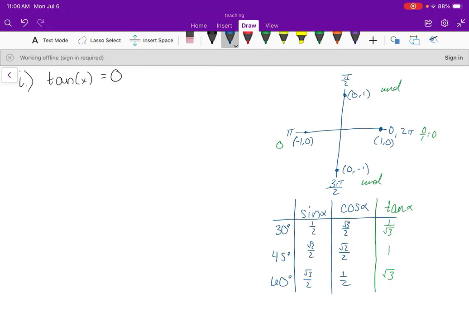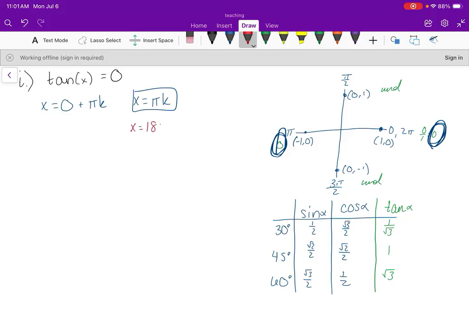So I'm looking for everywhere that tangent equals 0. So that happens right here and here. So that's at 0 and pi. I would say 0 plus, since I only have to go half the circle to get to my next answer, I would say plus pi k. This is x equals pi k for my answer. In degrees, we would say 180 degrees k.